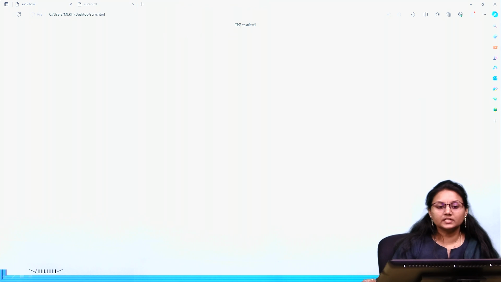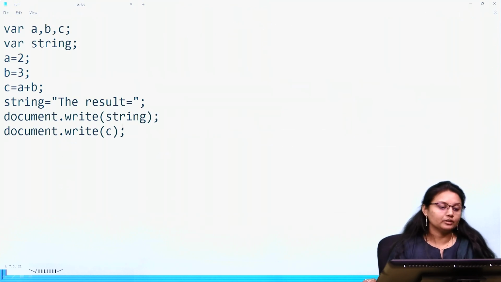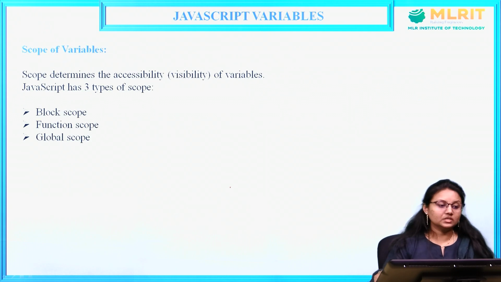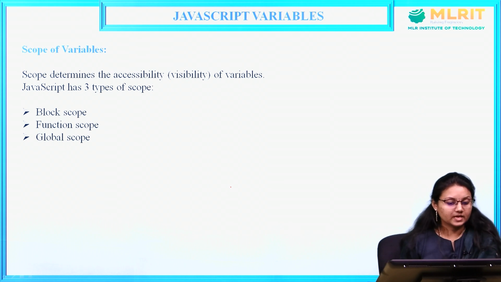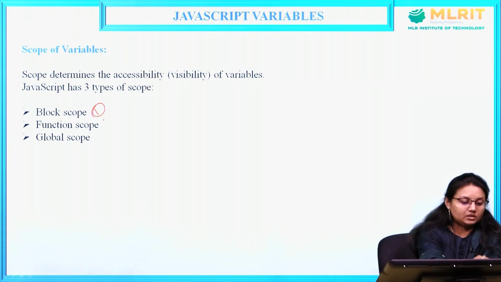So, the result is what? 5. So, to print the result, you are passing the string to document.write. This is how you will execute a script program using variables. Then we will move to scope of variables. Scope determines accessibility. There are three types: one is block, second is function, and third is global.